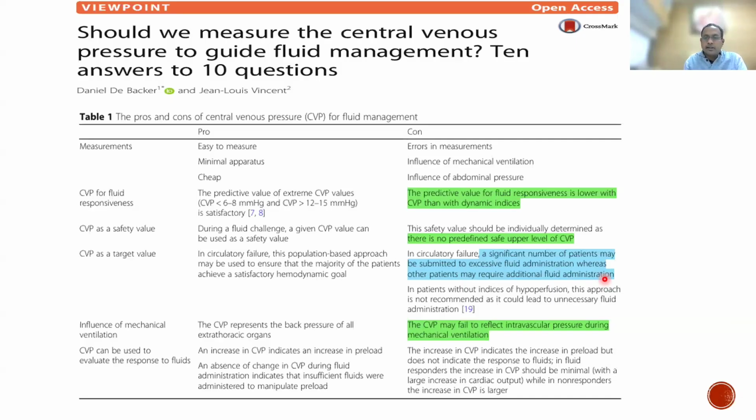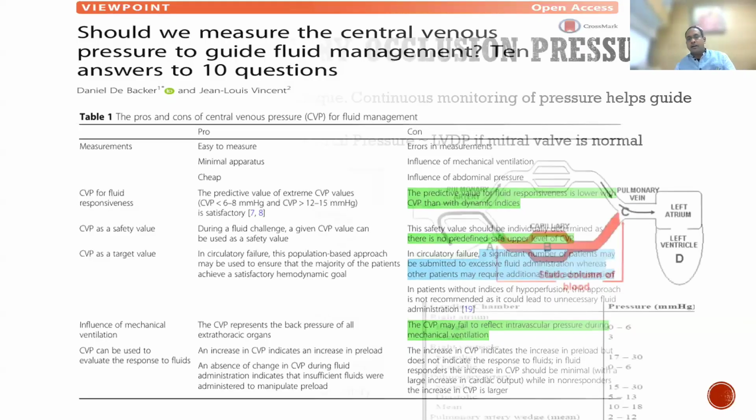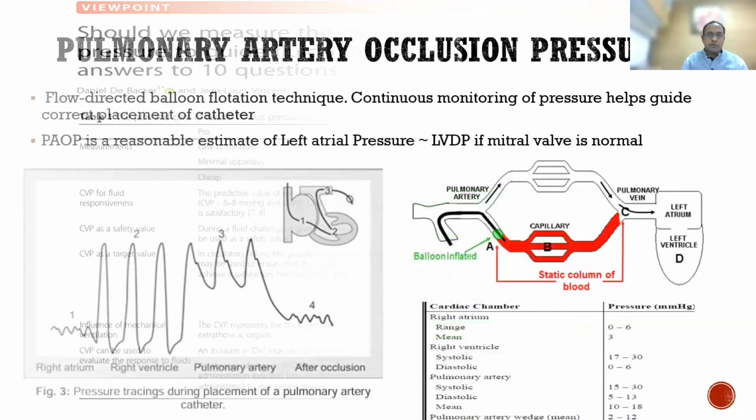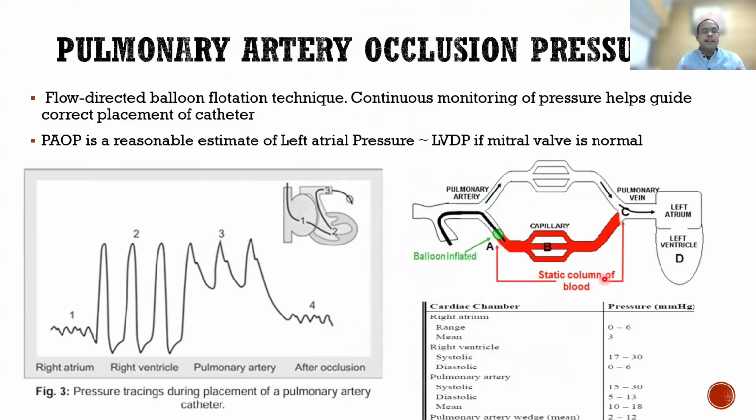Most importantly, what they concluded was that CVP may fail to reflect intravascular pressure during mechanical ventilation. So that is a significant point, that most of the patients where we need these measurements are mechanically ventilated, and CVP cannot predict that. So CVP has become a very unreliable indicator. Coming to the second unreliable indicator, if you can say that, it is pulmonary artery effluent pressure, but still it is very important for us to know about it.